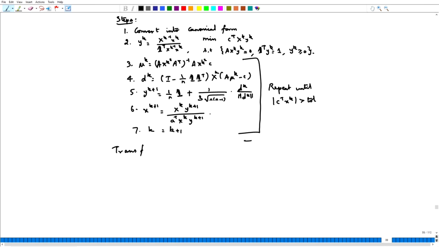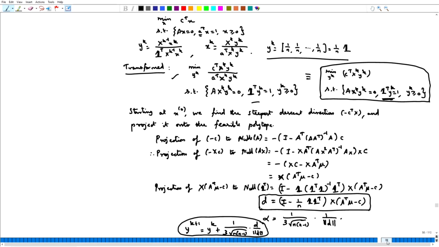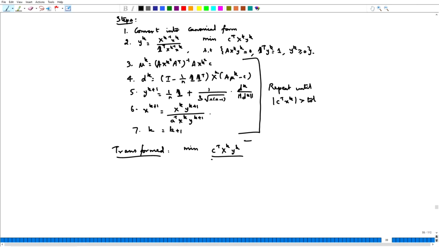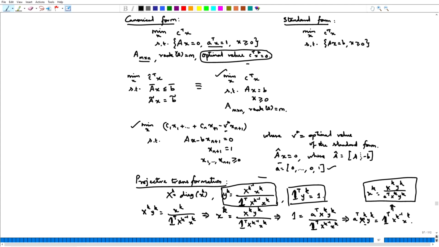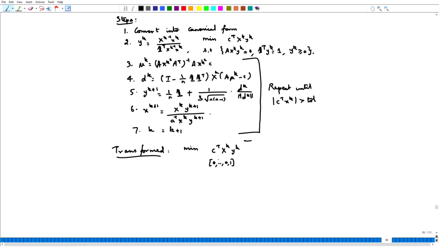becomes min C transpose x k capital X k y k by A transpose x k capital X k y k. But A transpose, as we know, is all zeros and a 1. That is A transpose. So, maybe I should change this here as well, this is A transpose, into x k y k. Now, I will write this as the objective function.